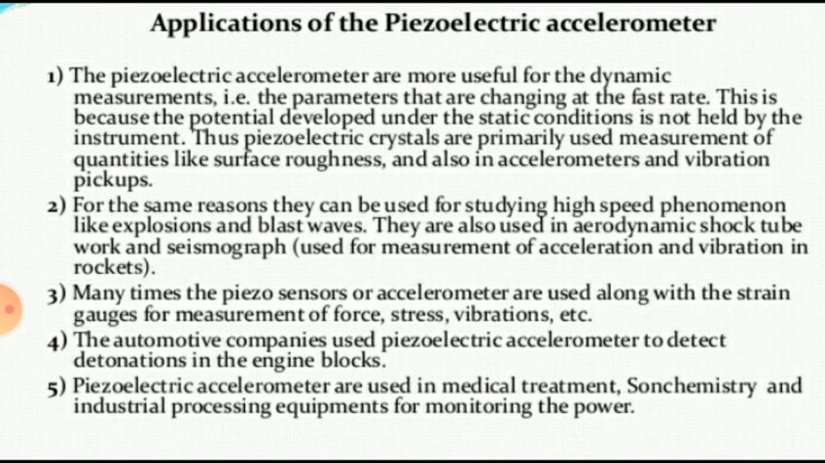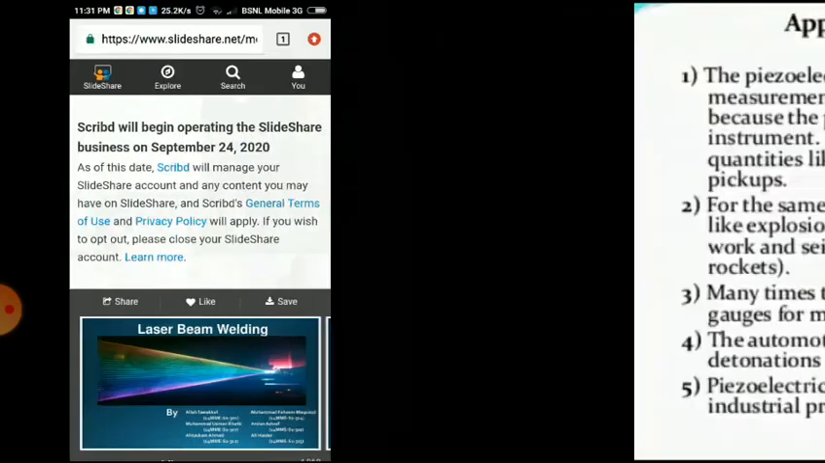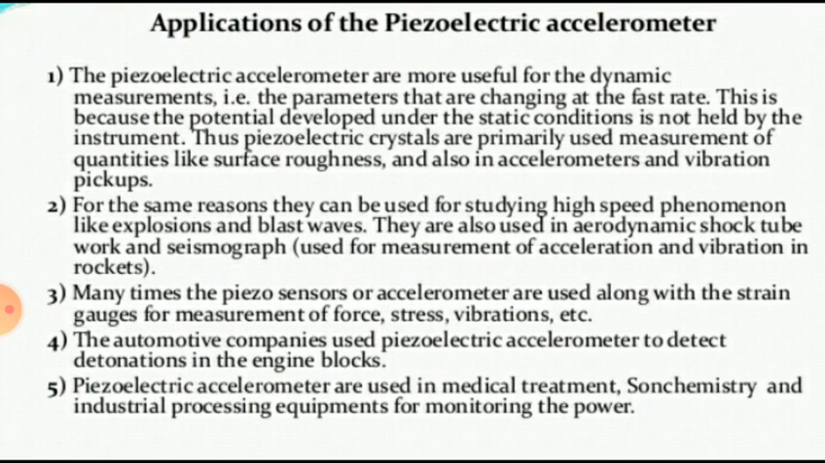The automotive companies use piezoelectric accelerometers to detect detonations in the engine blocks. And last, piezoelectric accelerometers are used in medical treatment, sonochemistry and industrial processing equipment for monitoring power. So this is regarding the measurement of acceleration. We have studied two types of accelerometers. First, the strain gauge accelerometer, and second, the piezoelectric accelerometer. Thank you.